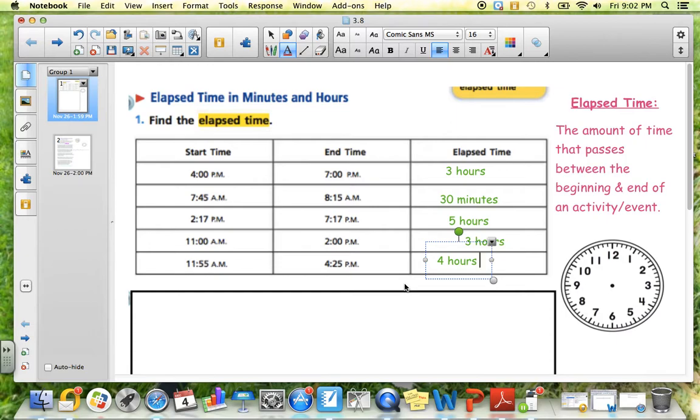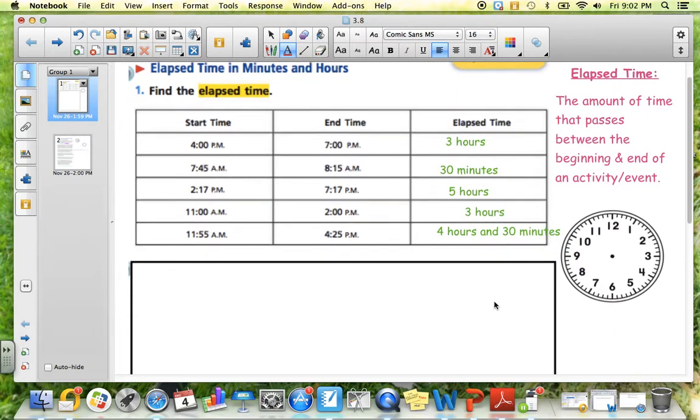So 55, 60, which is 4 o'clock. And so then 5, 10, 15, 20, 25. I have 6 fingers held up, and 6 times 5, I'm multiplying it by 5 because each finger counts as 5 minutes, and I get 30 minutes. Okay, so now I want you to pause the video, do numbers 2 and 3 with your partners, get it all finished, and then come back to see the answers.